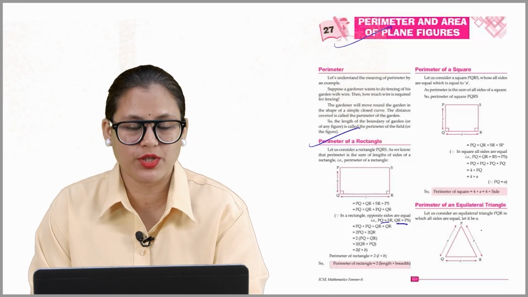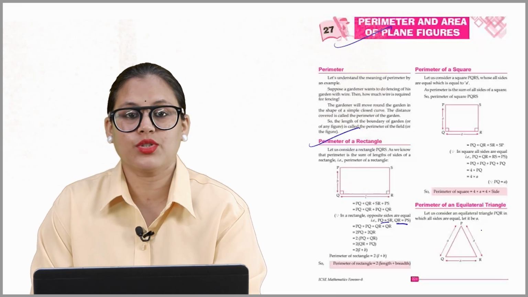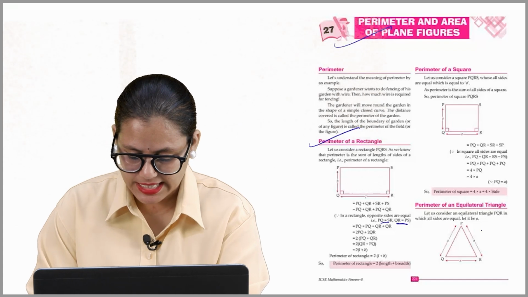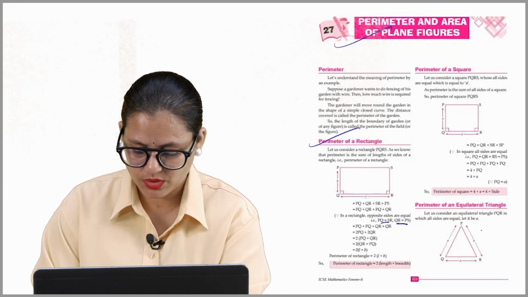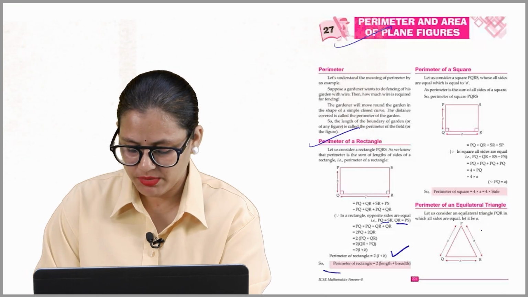So PQ plus PQ, QR plus QR is 2PQ plus 2QR, and in 2(PQ plus QR), QR is length and PQ is breadth. So the perimeter of a rectangle is 2 (length plus breadth). Okay, so this is the formula of perimeter of a rectangle.